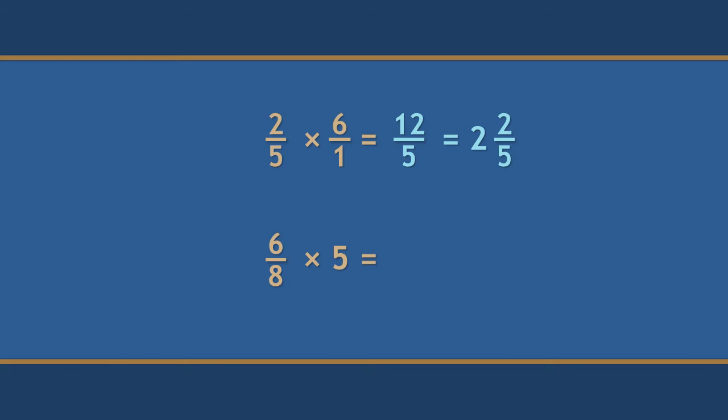Okay, bottom one, just another quick review before we move on. You can set it up like this if you would like. 6 times 5 is 30, 8 times 1 is 8, and that would reduce to 3 6/8, which would then reduce to 3 3/4. So that was multiplying a fraction by a whole number. Now we're going to move on to our second concept for the day.